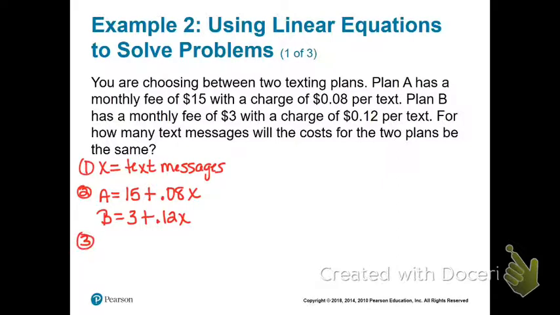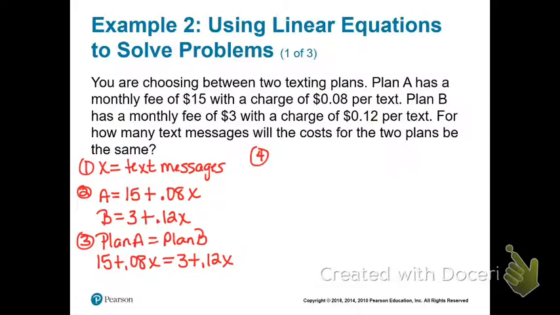Step 3 says to write out the equation. So it says, for how many text messages will the cost for the 2 plans be the same? The same means equal. So we're looking for where our plan A is equal to our plan B. So that would be 15 plus 0.08x will equal 3 plus 0.12x. Step 4 says to solve and answer the question. So we're going to solve that equation.